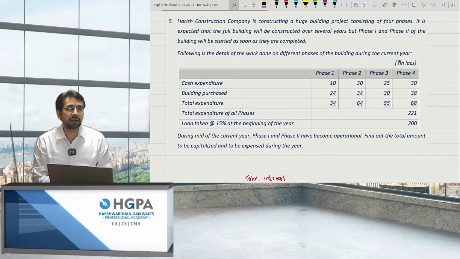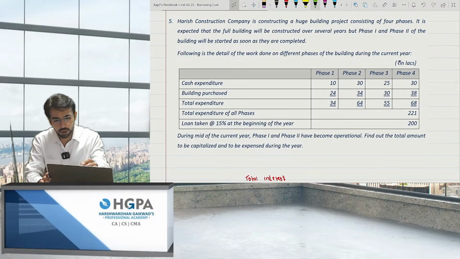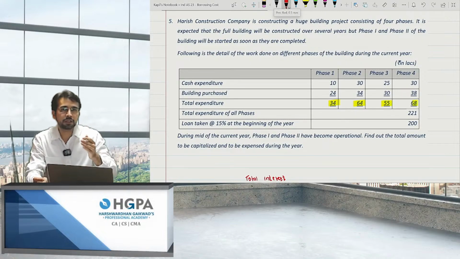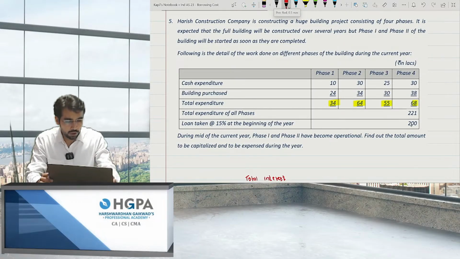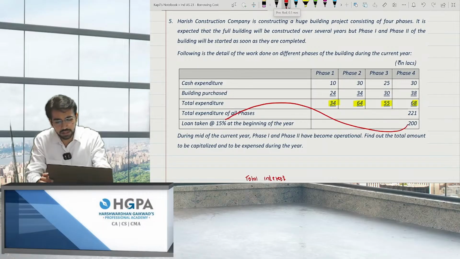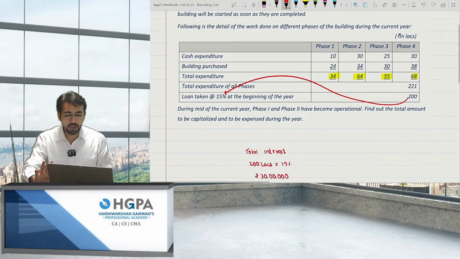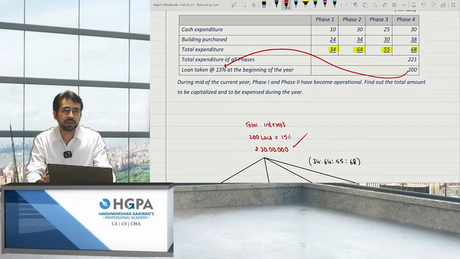Following is the detail on different phases of the building during the current year. Cash expenditure and building purchased. So the total expenditure is 34, 64, 55 and 68. As I told you, all the interest will be apportioned in the expenditure ratio. This is the expenditure ratio. Total expenditure on all phases was 221. Loan taken at 15% was 200. So what is the amount of interest you will be paying? Obviously 200 into 15%, which comes to 30 lakh rupees.